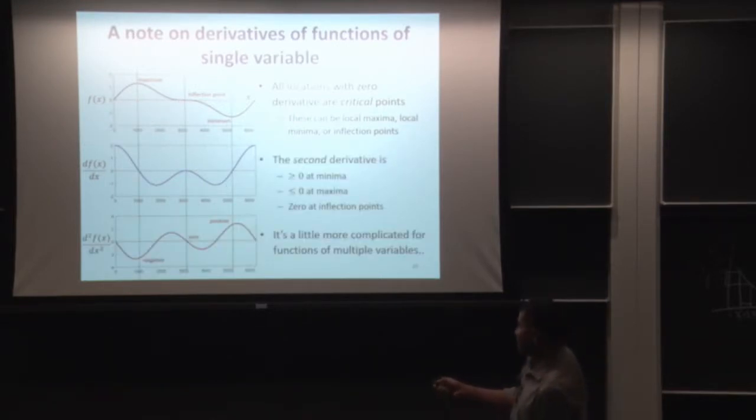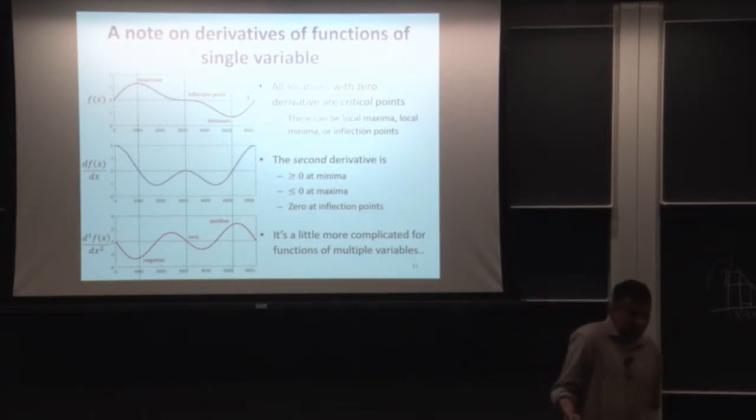Because if you look at the derivative, it looks like so, right? So the derivative is 0 in all of these places. But at this location, the derivative went from being positive to negative, which means the second derivative is negative. Here it went from being negative to positive, so the second derivative is positive. Here, the derivative went from being negative and continued to be negative. So the second derivative is actually going to be 0.